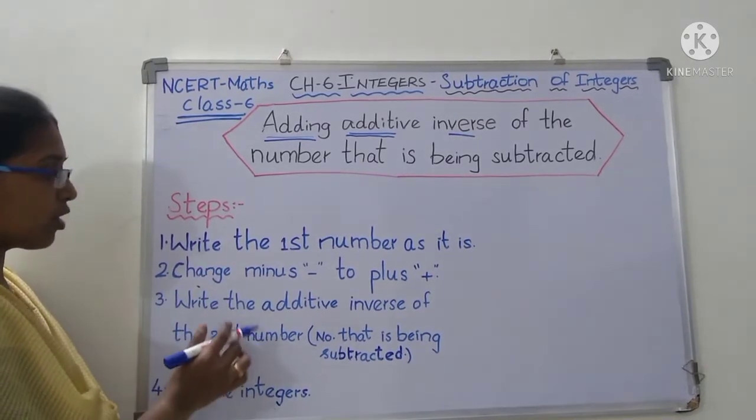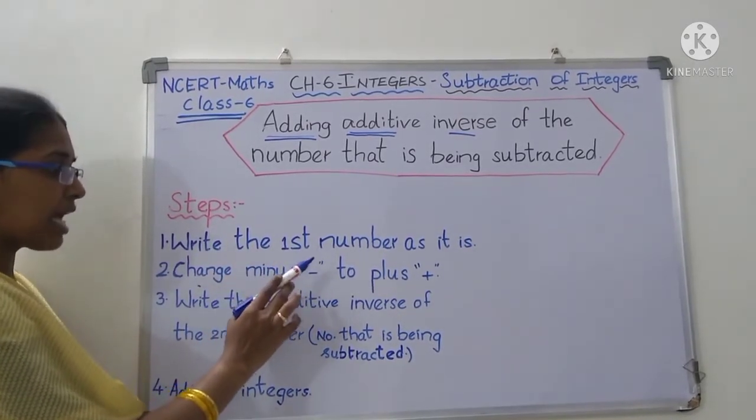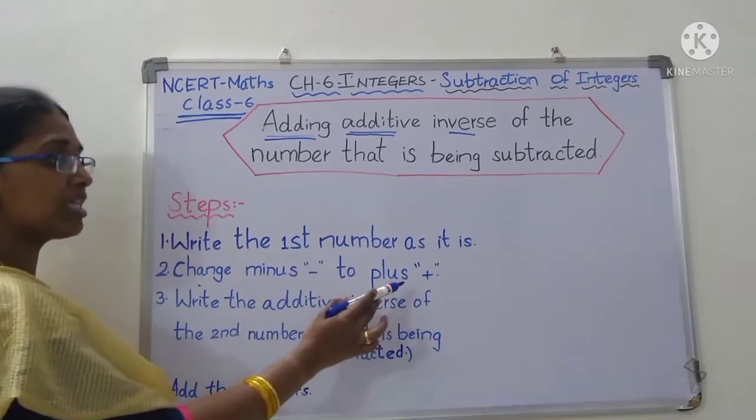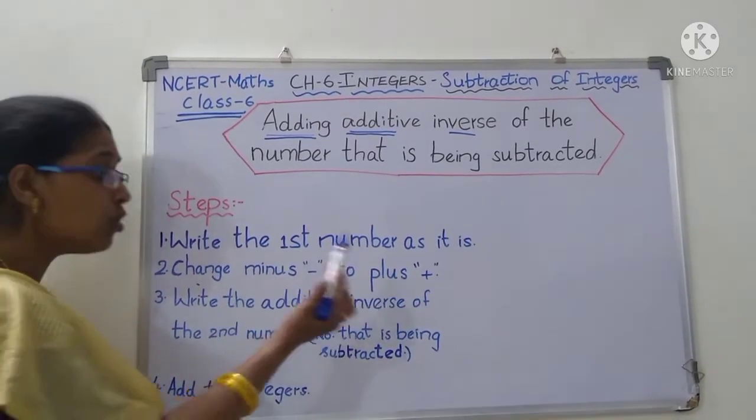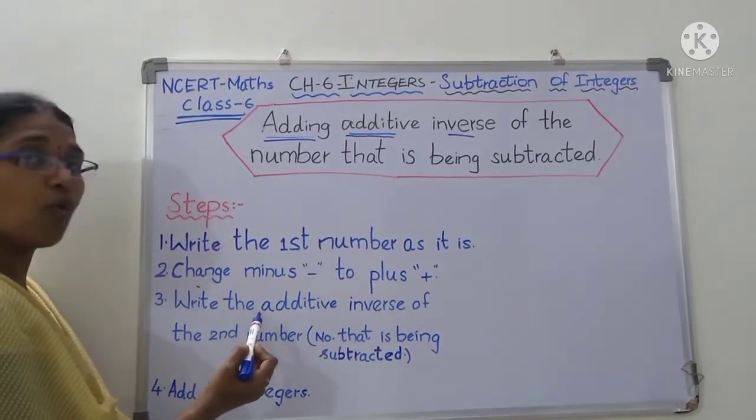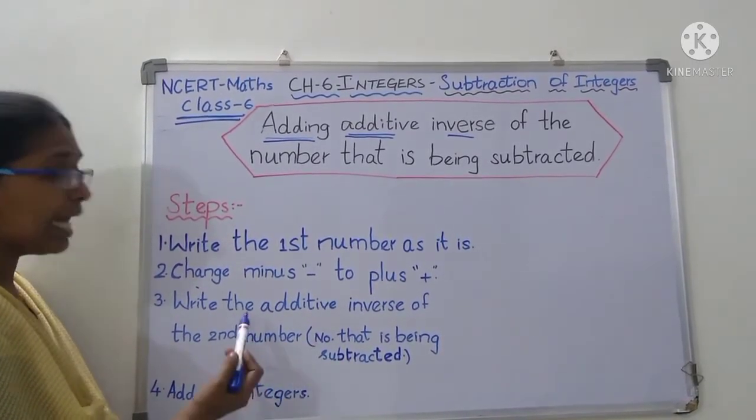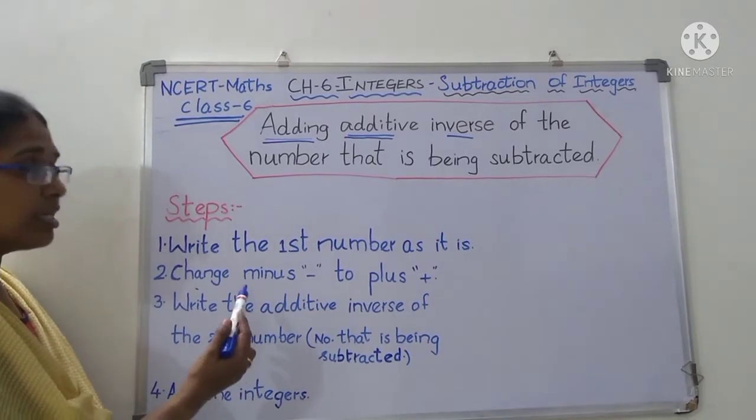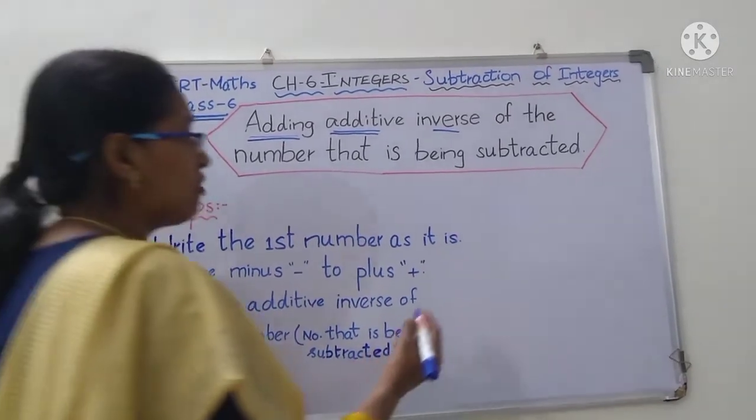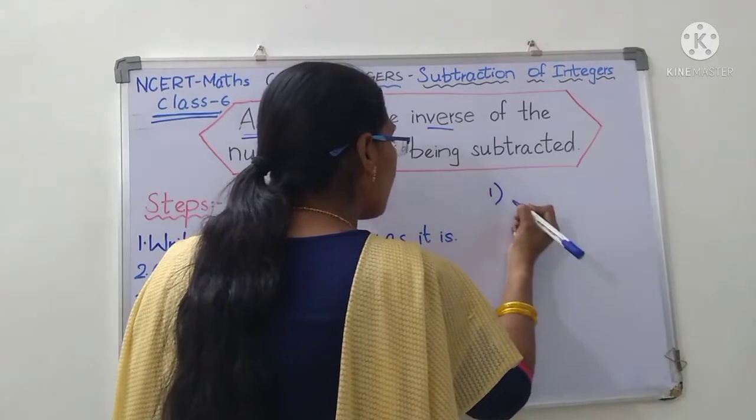In these three steps, if you observe, we are writing the first number as it is. Then we are changing minus to plus. So, the subtraction is changing to addition now. And then what are you adding? You are adding the additive inverse of the second number. Let us understand and follow the steps now in solving the problem. Let's solve one problem now.